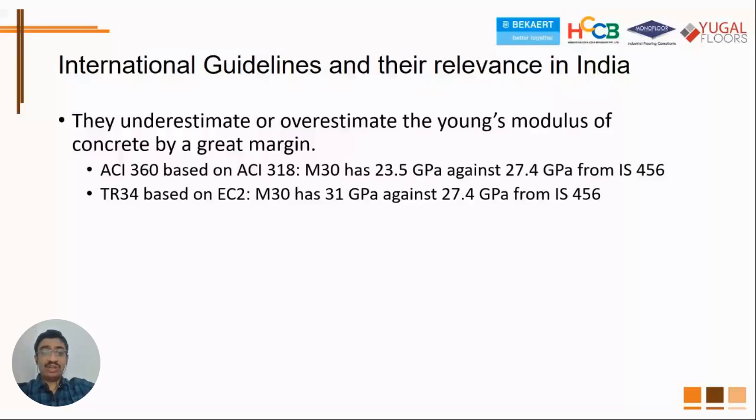If it's ACI or TR34, the Young's modulus, which is by the way an important parameter for the grade slab design, the Young's modulus of concrete, that also varies quite a bit. For example, ACI gives you about 24 gigapascals for an M30 concrete, whereas TR34 gives you about 31 gigapascals for an M30 concrete. Whereas IS 456 gives you an equation, 5000 root fck, that's about 27 gigapascals more or less. So it's somewhere in the middle. But you can see there's a variation. This variation also causes something like 5 to 10% variation in the design results itself. So this is something that one must ponder over.